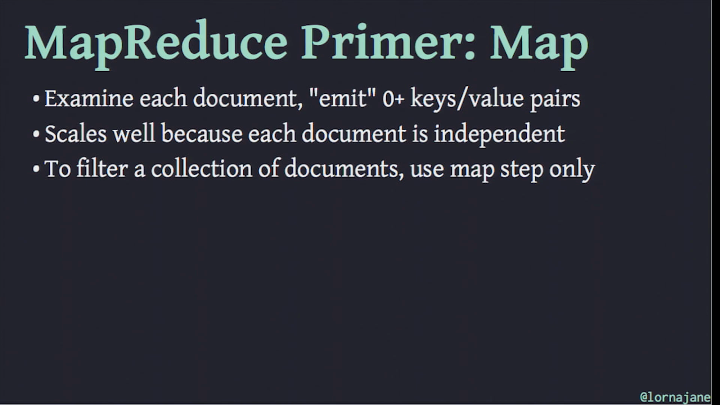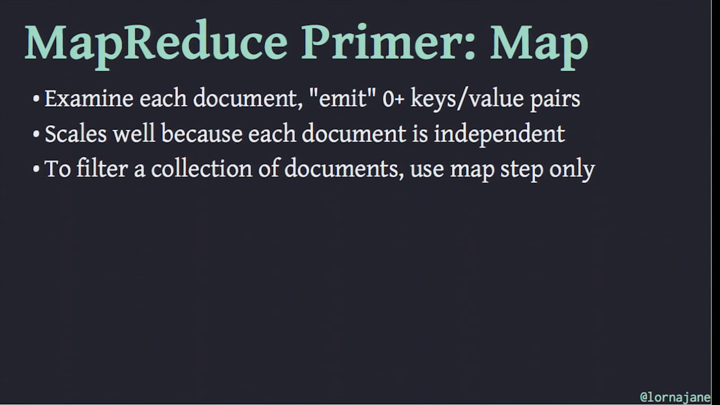It's a two-step thing. We start with map. So what we do in the map step is we look at each of the documents in our database, and we decide whether anything in this document is of interest to the view that we're trying to create, so to the question that we're trying to answer from our database.